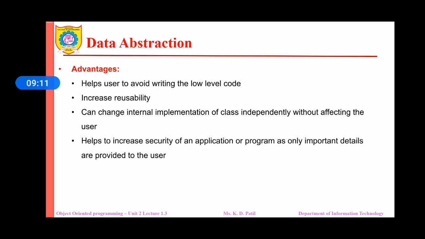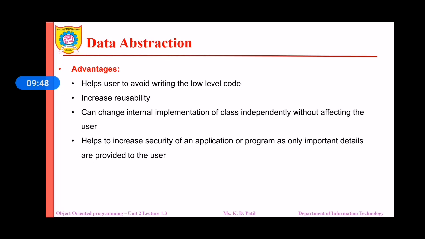There are some advantages of data abstraction, such as it helps the user to avoid writing low level code. It increases the reusability, as whatever the functions, whatever the methods we have declared, we can use a number of times in the same program, in the same system, or in another program also. And the implementation at the back end, which is not known to the user, can be changed at the developer side. It can change the internal implementation of a class independently without affecting the user.